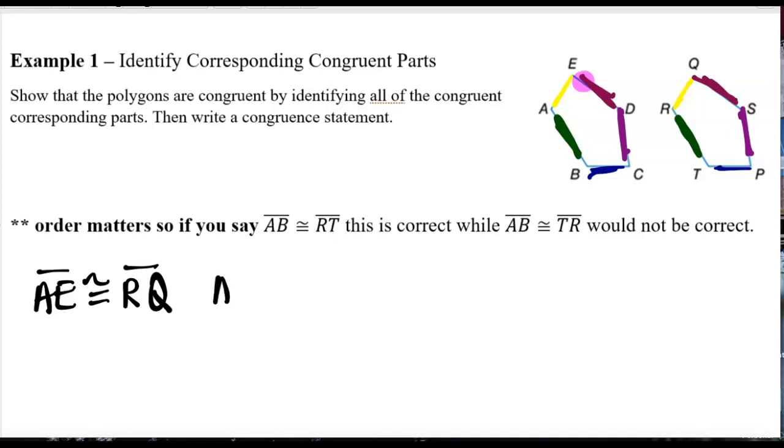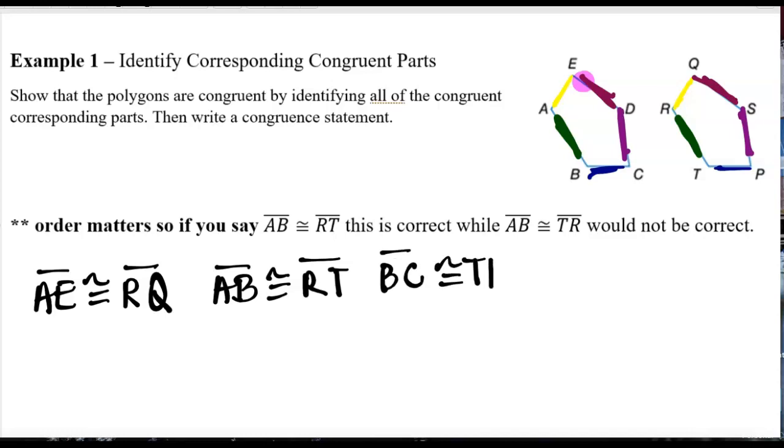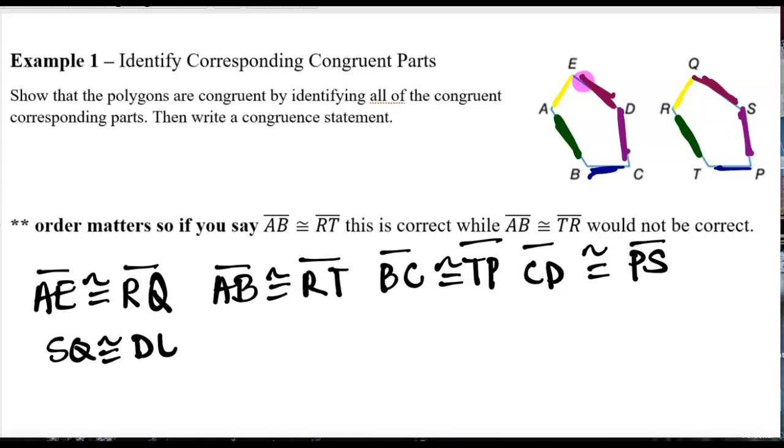So let's do A to B. That is congruent to R to T. That's the green part. Then we keep going, so let's do B to C. That is congruent to T, P. And again, order matters. So we'll go on to the next one. We have C, D is congruent to P, S. And we would have that SQ is congruent to DE.